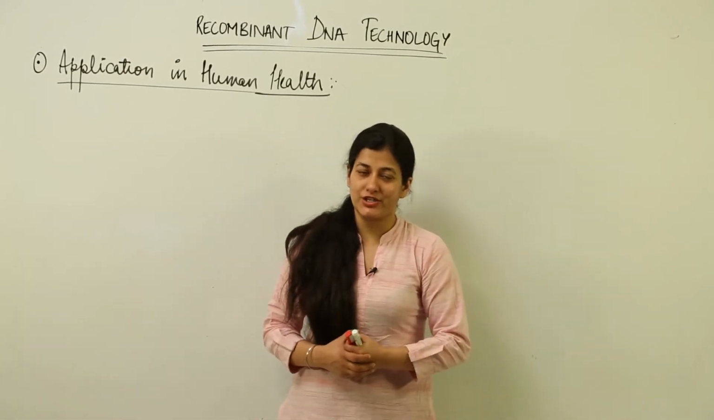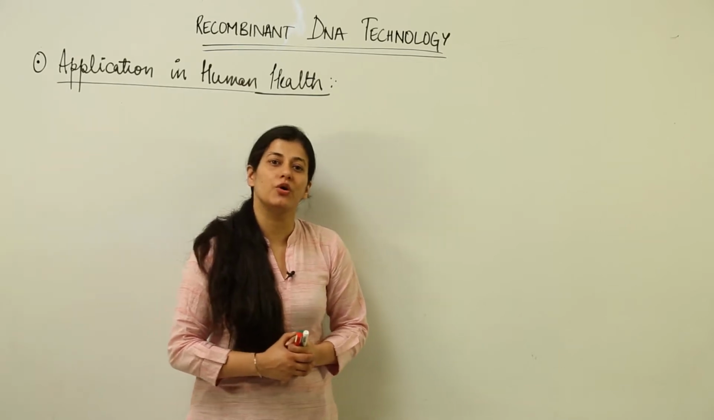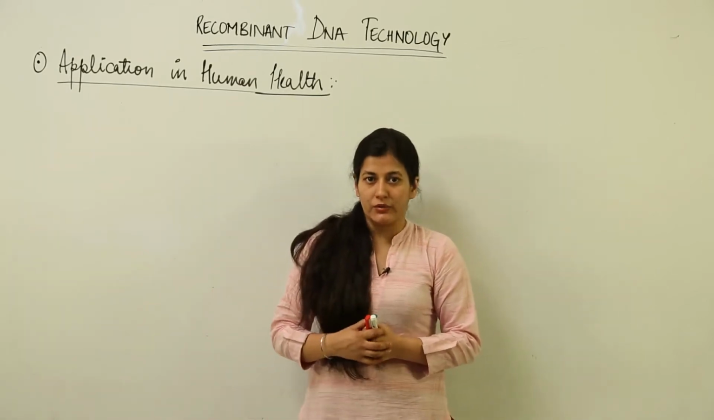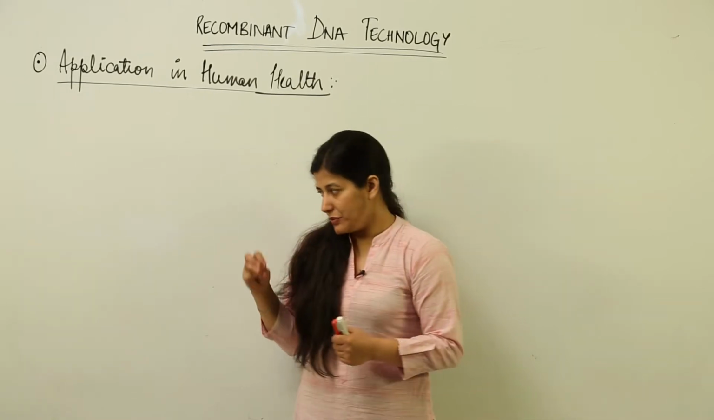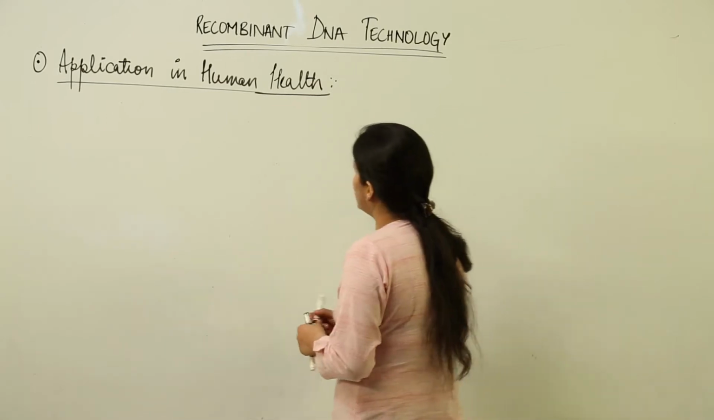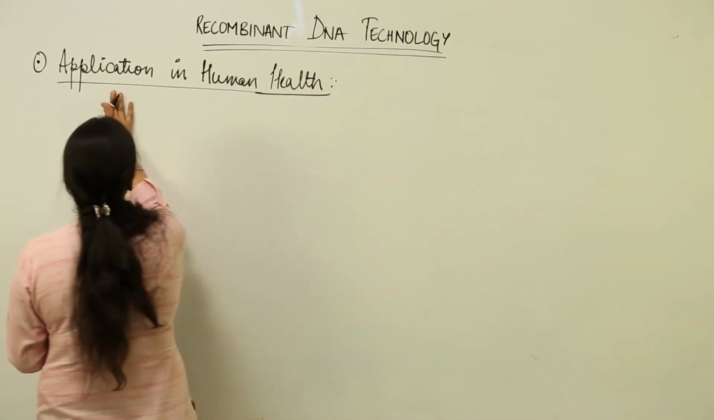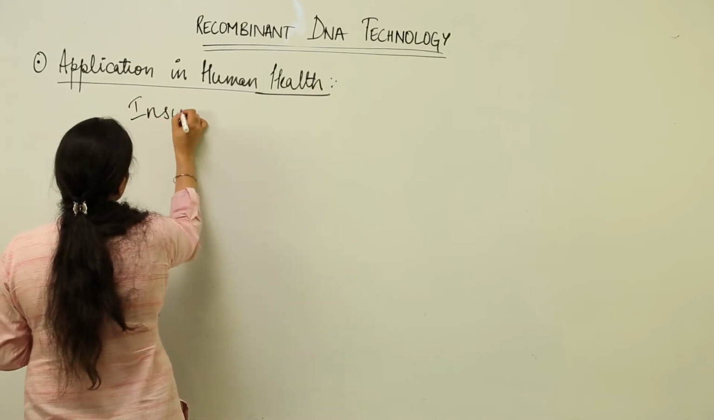Another human application of recombinant DNA technology is the production of insulin. Now, we are dealing with biomedical products, and one of them is insulin, which is produced out of the recombinant DNA technology process. Now, what is this insulin?